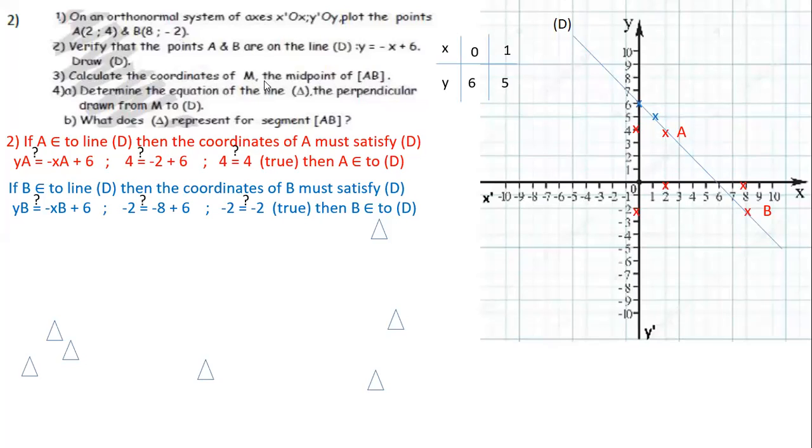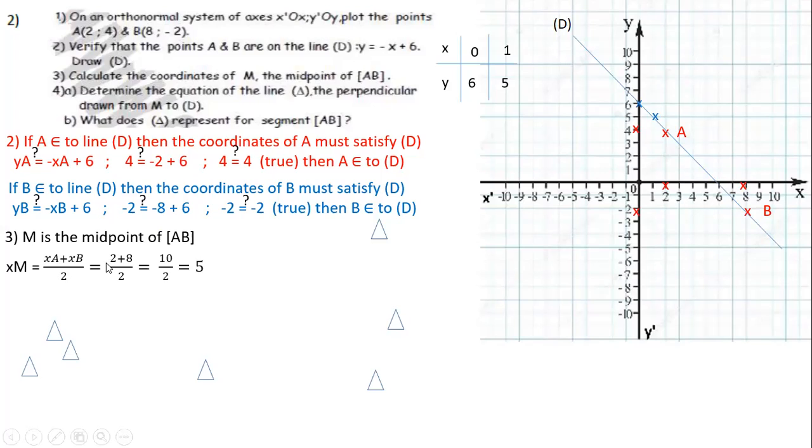We have a rule for the midpoint in a system of axes, right? So we should write M is the midpoint of segment AB. What is the rule to calculate the abscissa of M? It's XA plus XB over 2. Bravo. So XM equals XA plus XB over 2. We replace XA by 2 and XB by 8. So 2 plus 8 is 10, divided by 2 is 5.